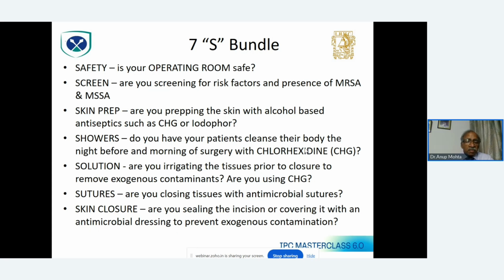Sutures. Now another thing which has been recommended by WHO is that you may use antimicrobial impregnated sutures for surgeries. Right? That again, WHO recommends it, and we can use them if available and the resources allow us. And skin closure, which we talked about today.